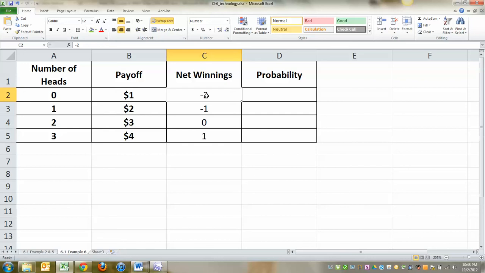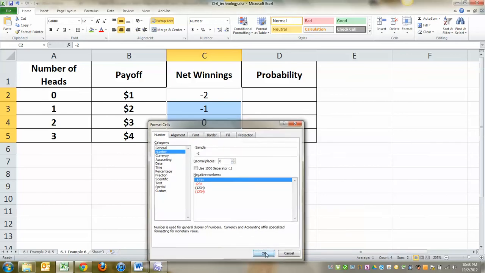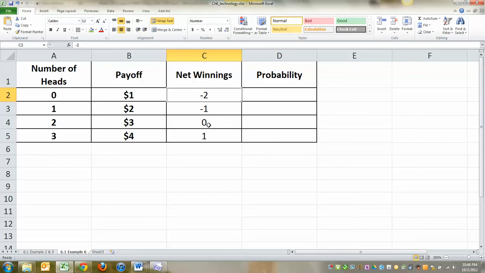If you did accidentally follow me along and put the dollar signs in there, that's okay. Just highlight the cells, right-click, format cells, and make them number with no decimal place. And press OK, and then retype -2, -1, 0, 1. Don't give it dollar signs.